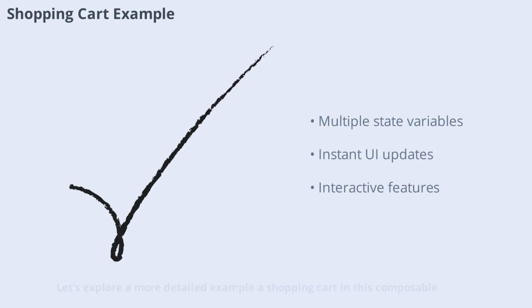Let's explore a more detailed example, a shopping cart. In this composable, item count and total price are state variables. Each time an item is added, both values update, triggering recomposition. The UI reflects the new total items and price instantly. This demonstrates how Compose handles multiple state changes efficiently, ensuring the UI stays in sync with the underlying data. By structuring your composables this way, you can build interactive features that respond quickly to user actions.